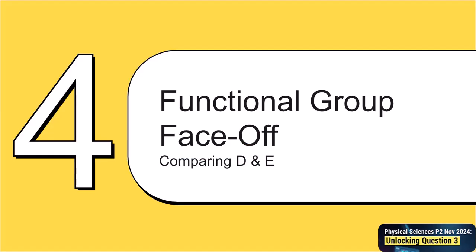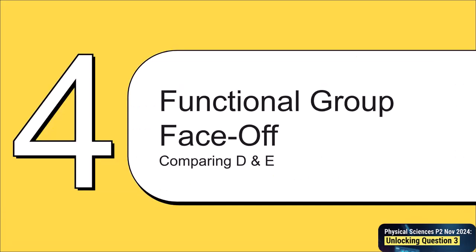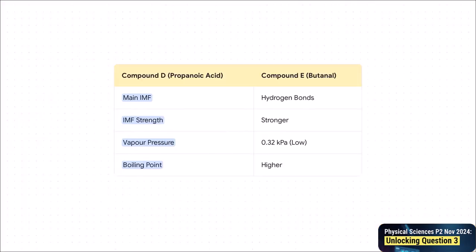Awesome. Now, let's move on to the second big comparison in this question. We're changing gears a bit. We're no longer looking at isomers with the same functional group. We're now comparing compounds with totally different functional groups. It's compound D, propanoic acid, versus compound E, butanal. Okay, let's get this straight. Propanoic acid is a carboxylic acid. Butanal is an aldehyde, and the absolute game changer here is the main type of intermolecular force in each one.